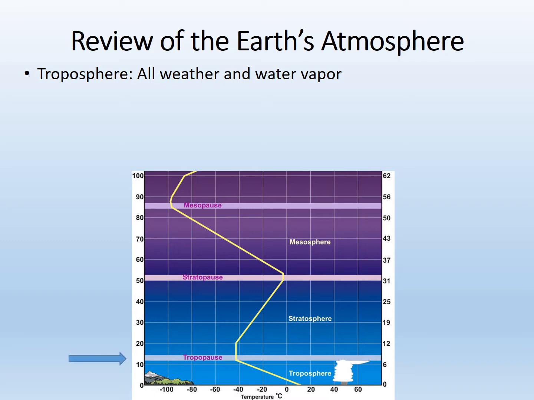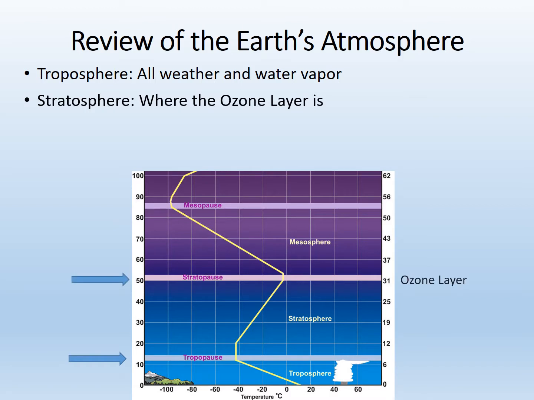Just above that layer is the stratosphere. The stratosphere is much colder and thinner, and it's critically important because it's where the ozone layer is, which we'll do in another presentation. The ozone layer, though, is the layer that blocks 98% of the world's UV radiation, allowing life to exist. There's a super thin layer above that that's very cold called the mesosphere.